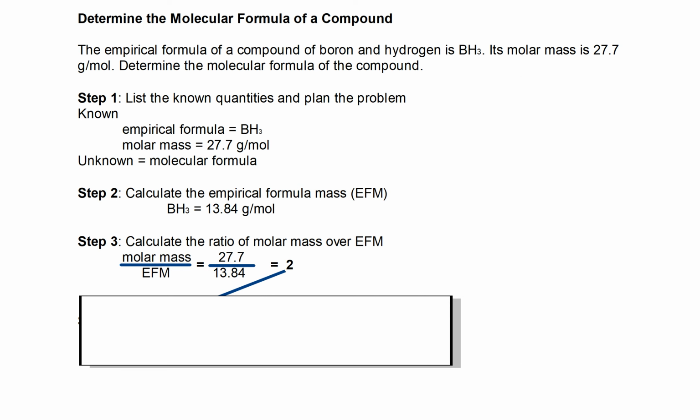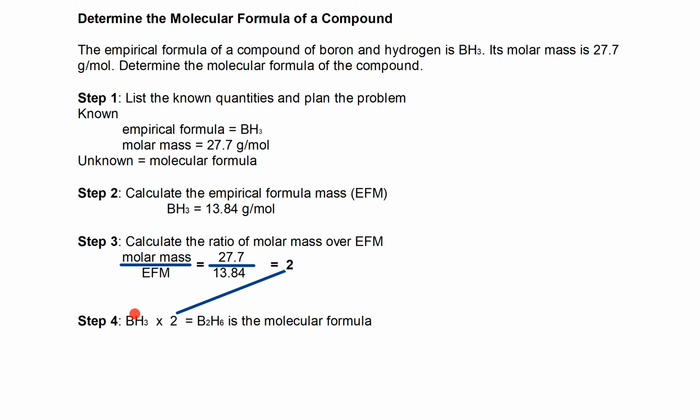Okay? So the last step is we're going to take that empirical formula of BH3, multiply it by 2, and this is like the distributive property. And so we know that the molecular formula of the compound of boron and hydrogen that has a mass of 27.7 is B2H6. Alright, so that would be your final answer right there.